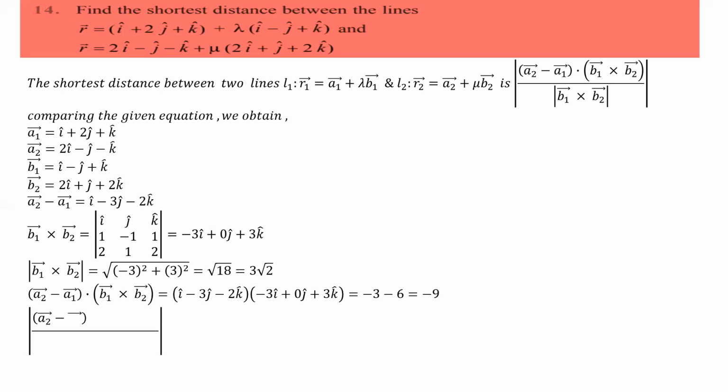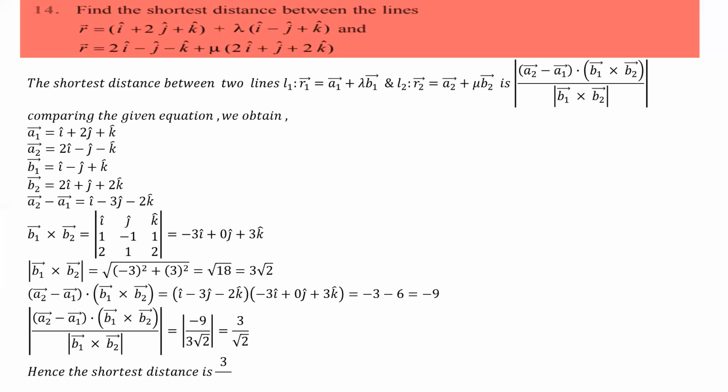So the shortest distance between the given two lines is minus 9 by 3 root 2. Its mod value is 3 by root 2 units. This is the required shortest distance between the given two lines. So write down the answer. Hence the shortest distance between these two lines is 3 by root 2 units.